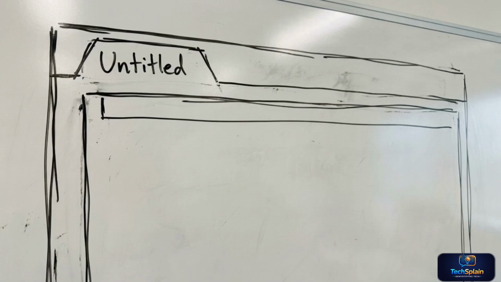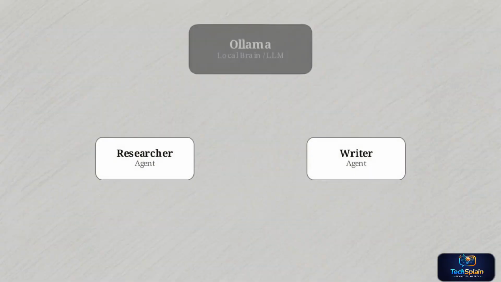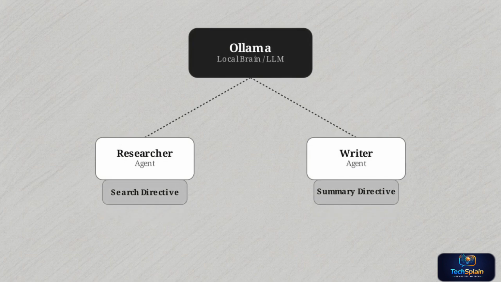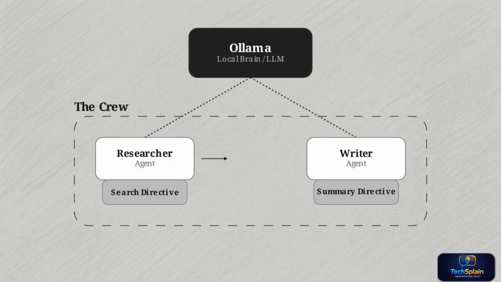Open VS Code and create a new Python file named myfirstcrew.py. First, we define our agents, a researcher and a writer, and connect them to our local Ollama host. Then we define tasks, assigning a search directive to the researcher and a summary to the writer.